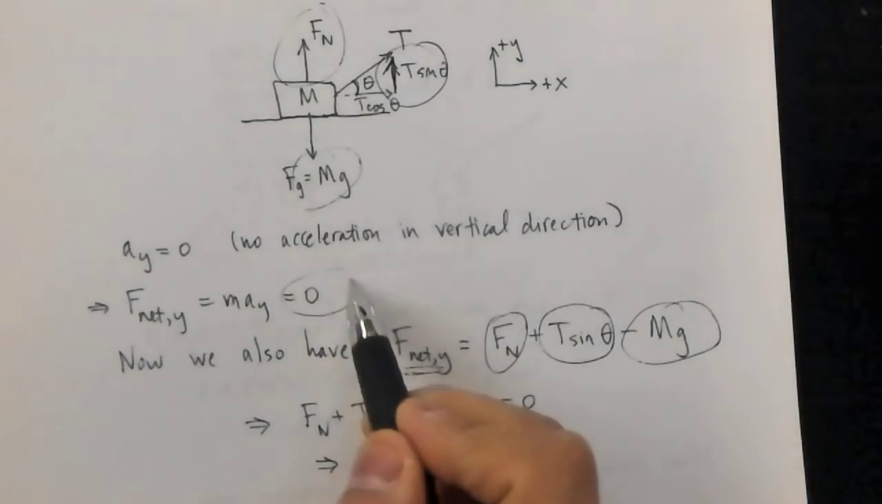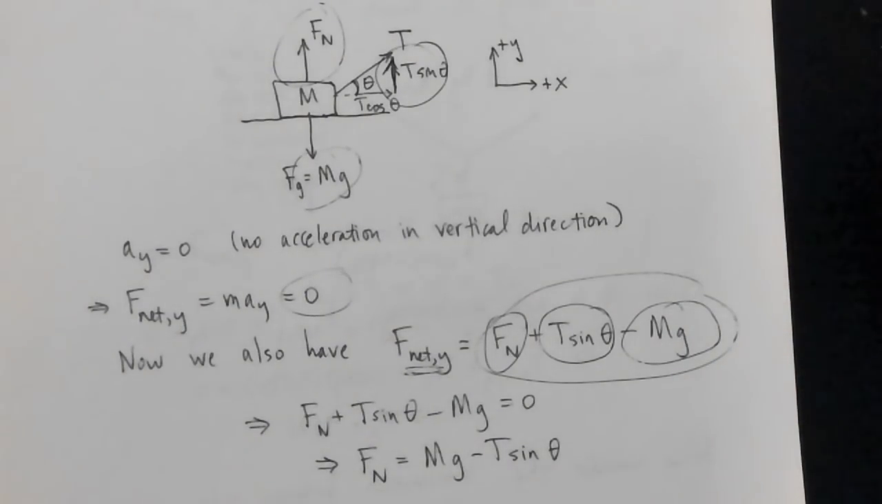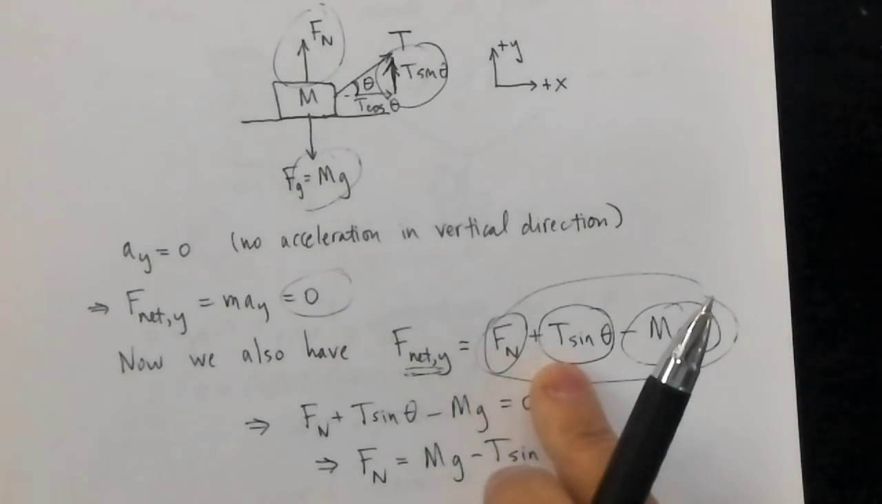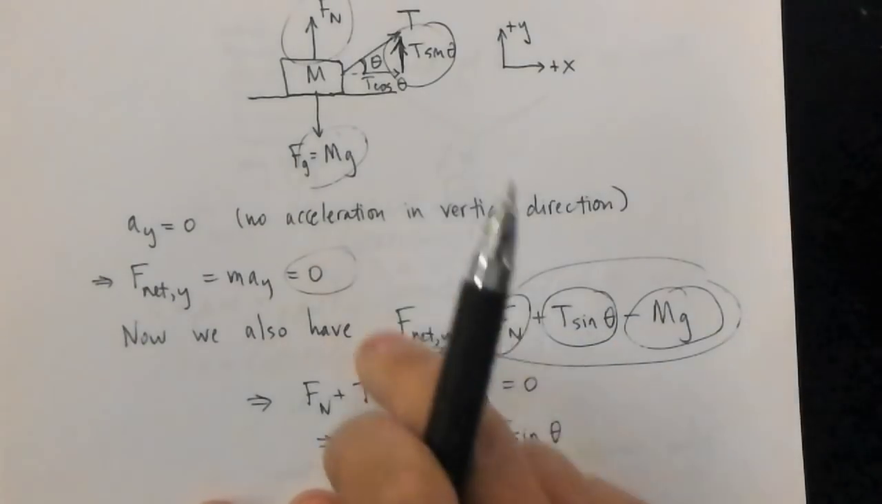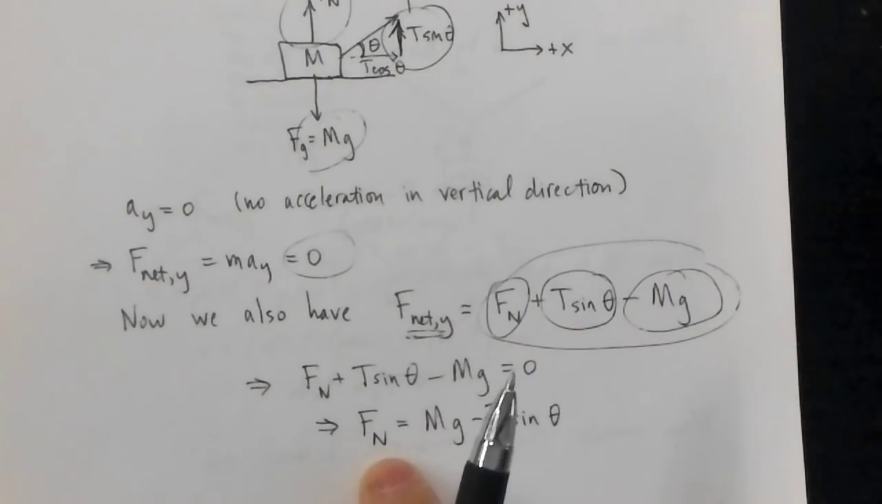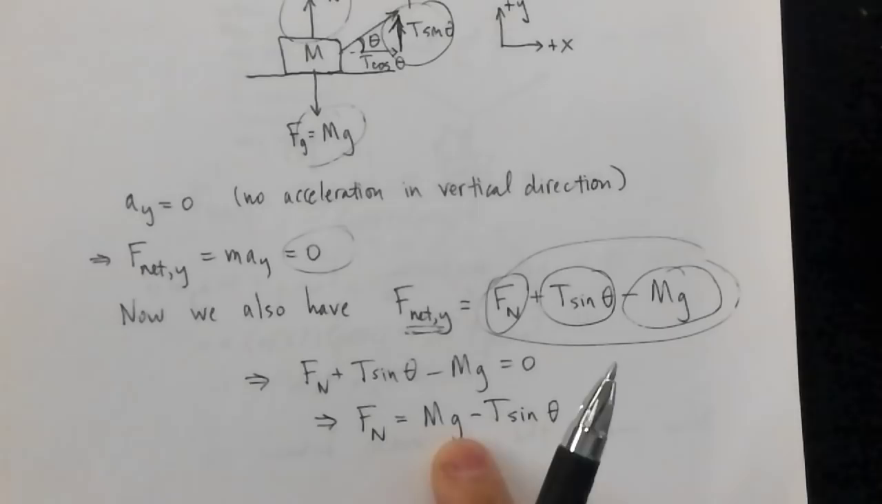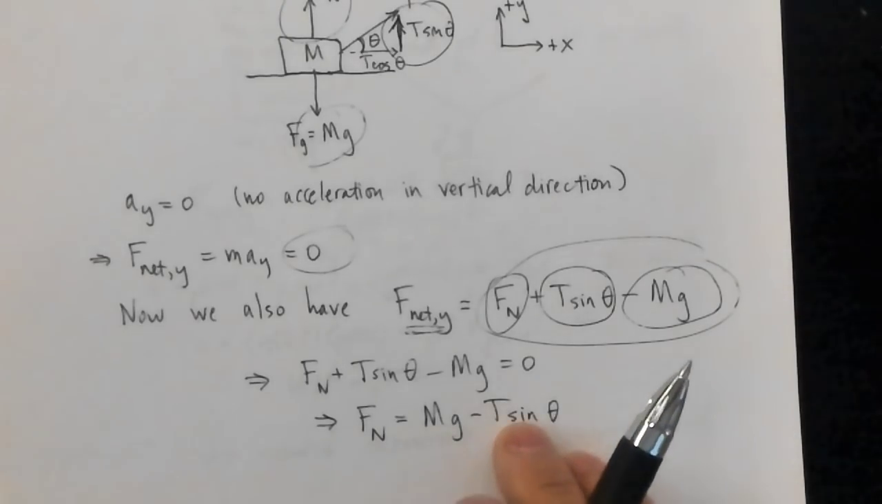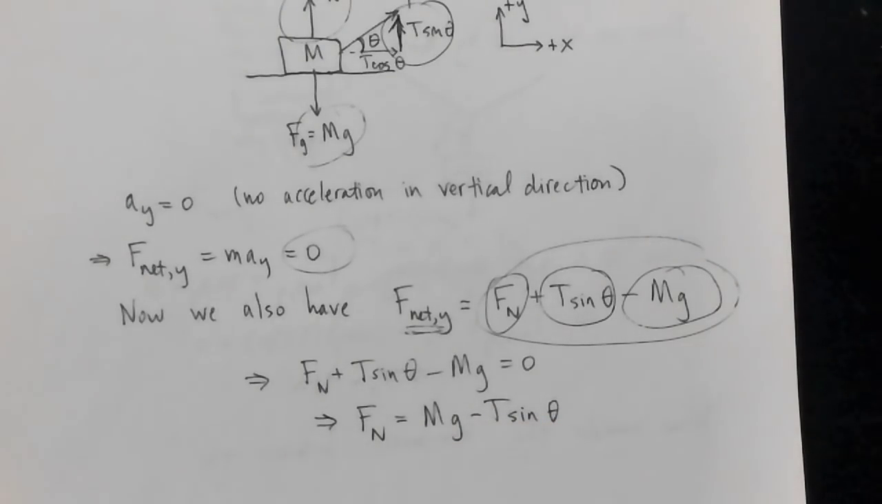So I have now two equations for F net. I have Fn plus T sine of theta minus mg is equal to 0. I can write down an equation then for Fn in terms of mg minus T sine of theta. Okay? Yeah, question? Yes, the normal force is only pointing in the y direction. There's nothing parallel to the surface.